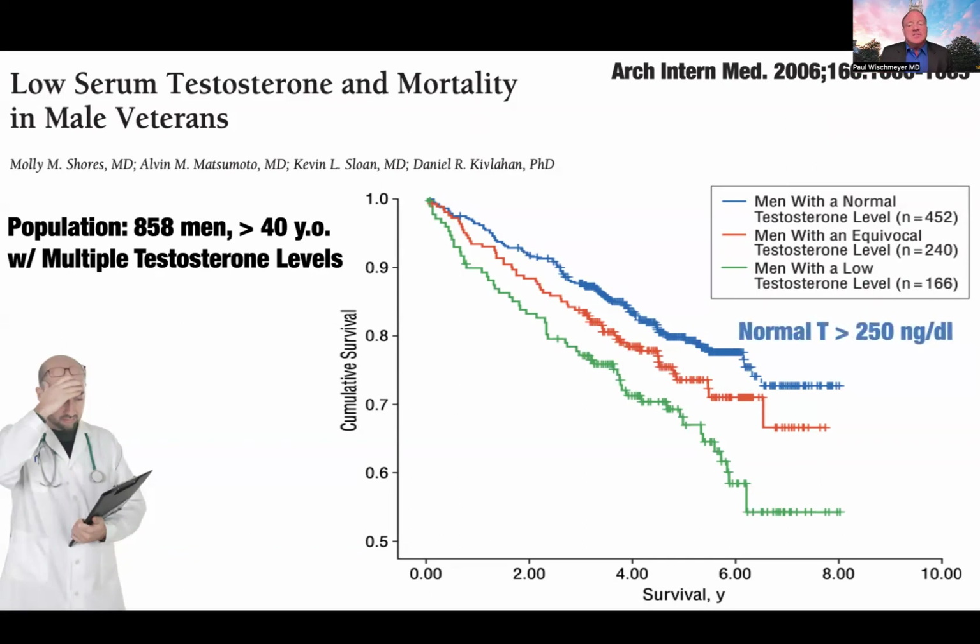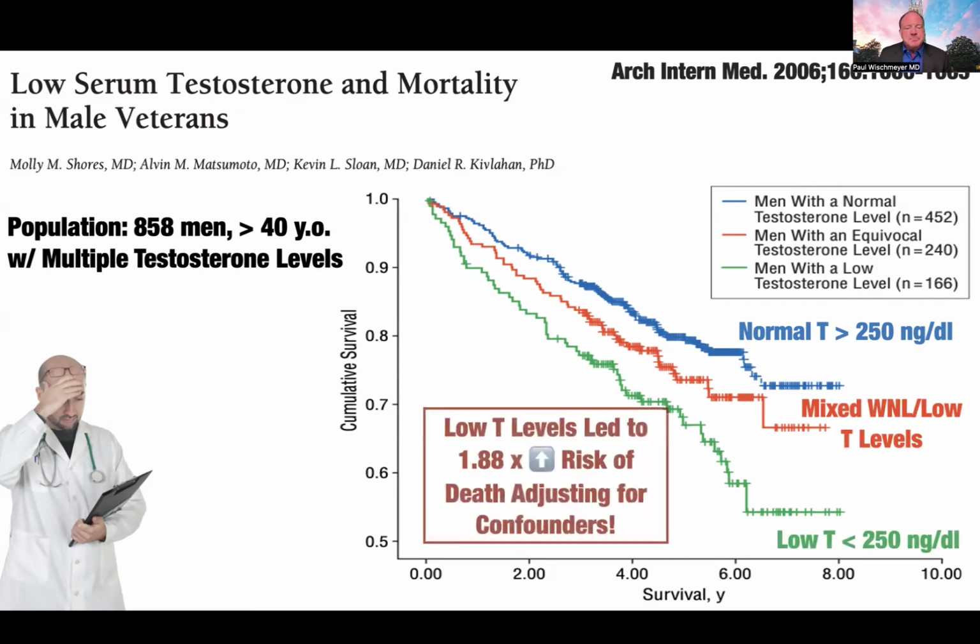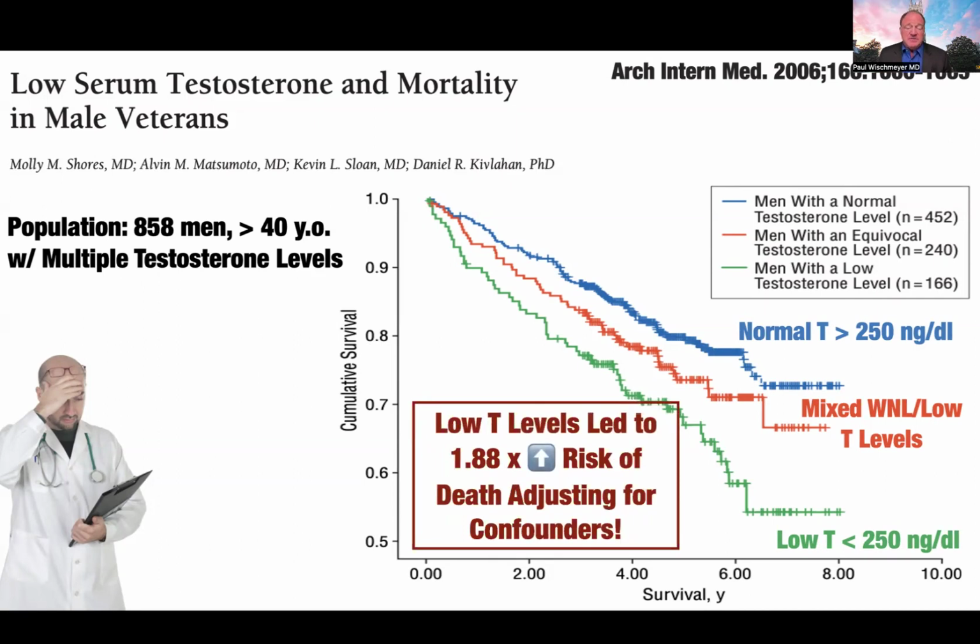So a normal T in this study was considered over 250, just so you have a sense of what they were measuring. And then this was mixed and this was low. So this was low at less than 250, to clarify that. And so again, this low testosterone level doubled your risk of dying, adjusting for confounders. And I think that's what's so critical. This is adjusting for the other things, like disease state and illness and other things that could confound why you're sick. So just having low testosterone alone predicts a faster death and a shorter length of life.